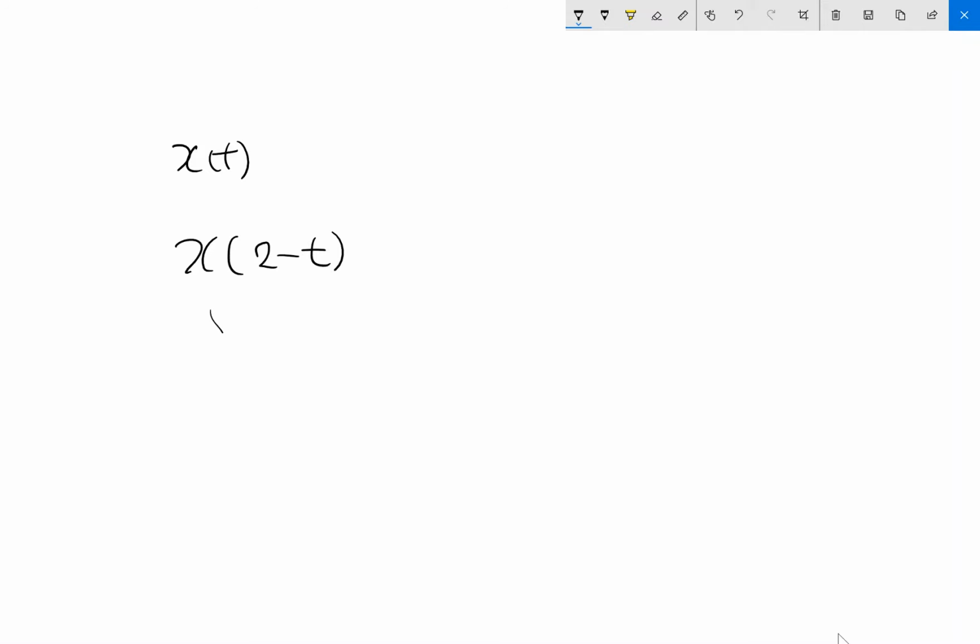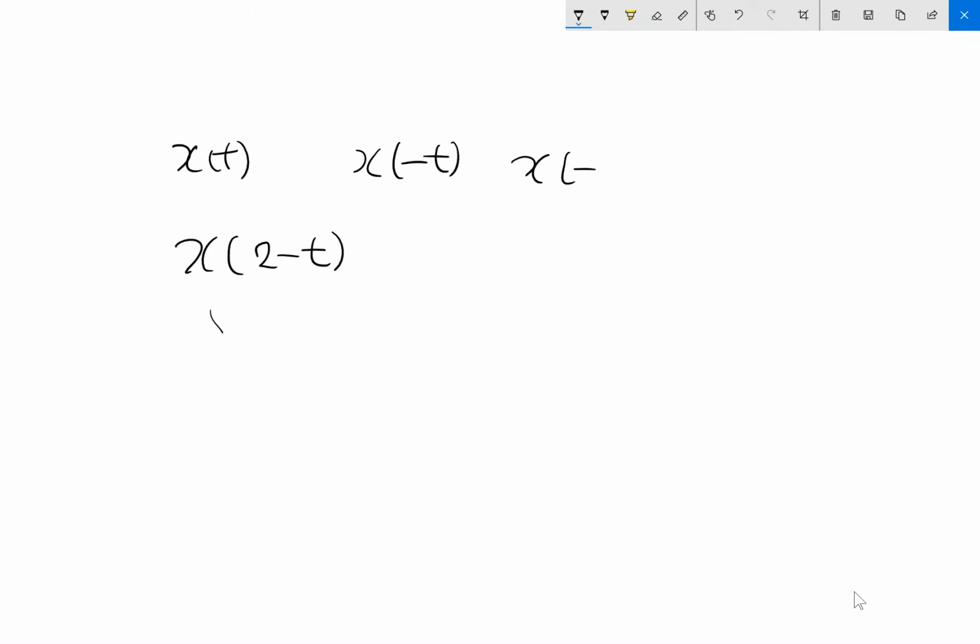Time shift to which direction? That's the plus, so that it's to the left. Okay, let's do what you said. First we do x minus t, which is the flip, and then the second thing is we do plus 2, which is a shift to the left.